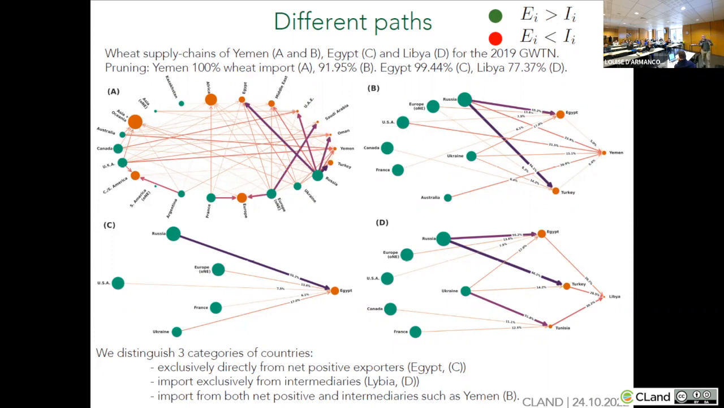And so here you see that there are some trivial cases. Of course, if you reduce the export from Ukraine, this will have a direct effect on Egypt. It is not difficult to compute, but you can have second order effect, typically in countries such as Yemen or Libya, where you have a cascade of shocks that can result in the end in a loss in importation. So this is just to illustrate the 3 different types of countries.